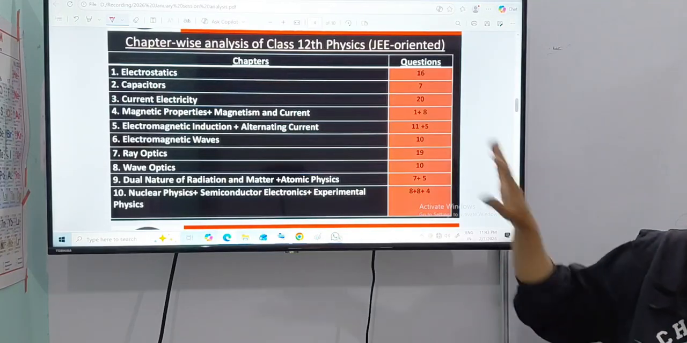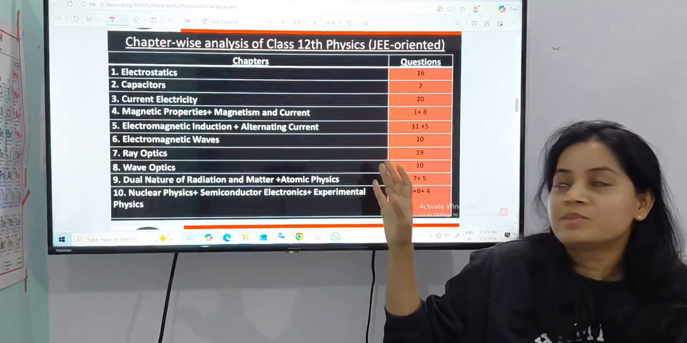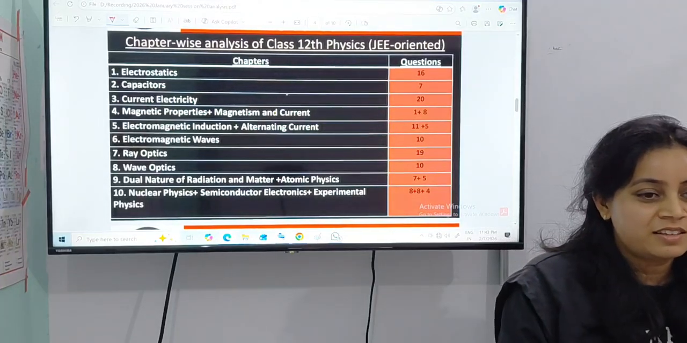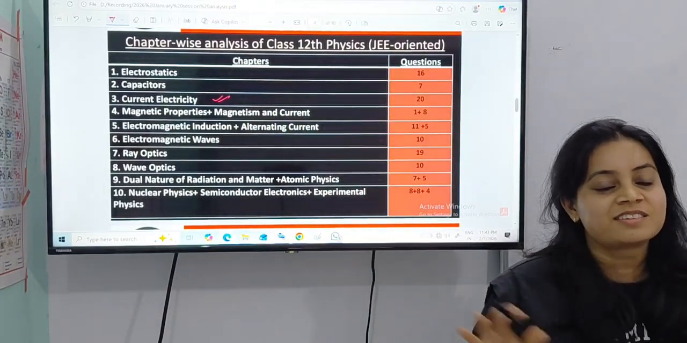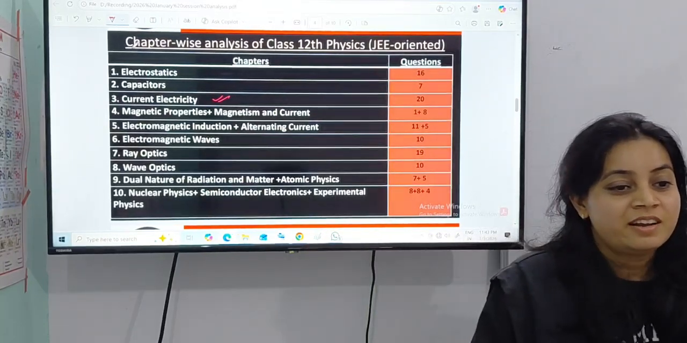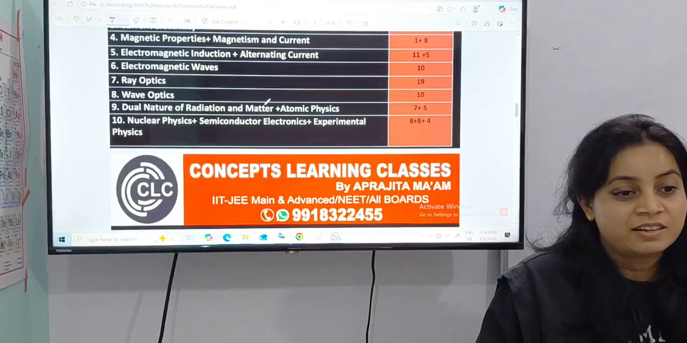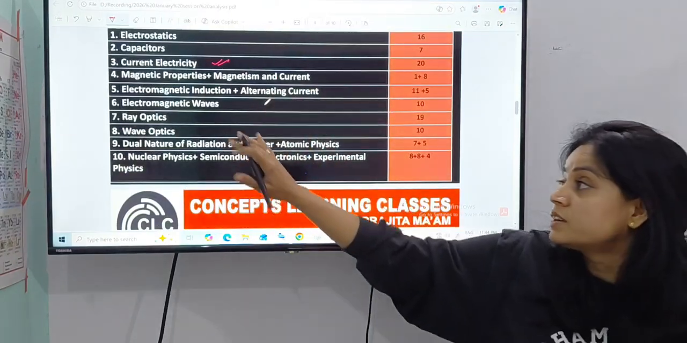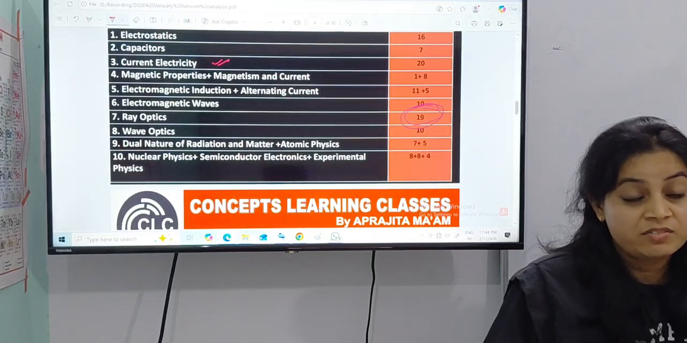So if you look at this, the most important chapter is current electricity, and this is one of my favorite, I can say the favorite chapter. The reason behind this is I have done my BTech from electronics, so circuit is something which I really like. Then this is ray optics. Ray optics is again very important. Ray optics 19 marks, very important.